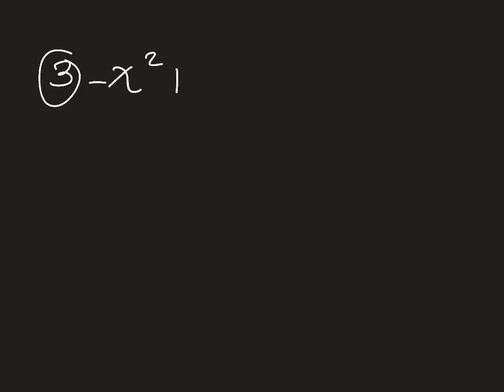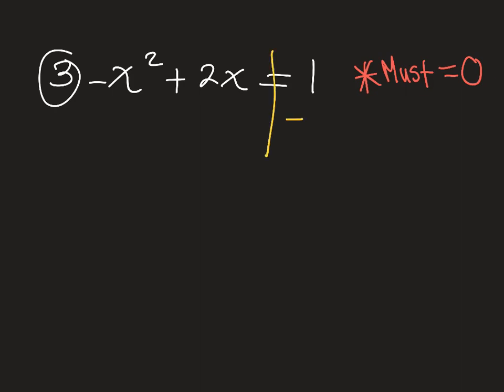Negative x squared plus 2x equals 1. So be very careful. You got to remember this: it must equal 0. Even when we're factoring, pretty much anytime before you touch a quadratic, it has to equal 0. So to make this happen, you draw your line. I minus a 1, I minus a 1 over. I have to get this side over here. I need this side over here that I'm boxing. It's got to equal 0.